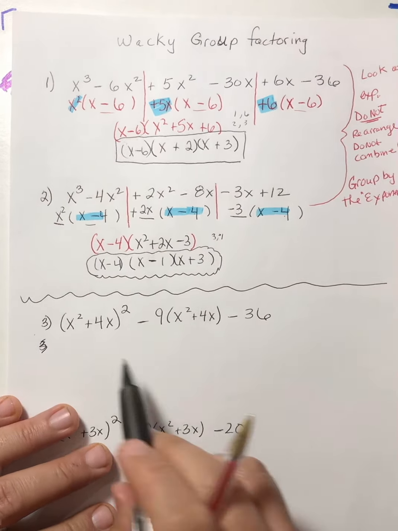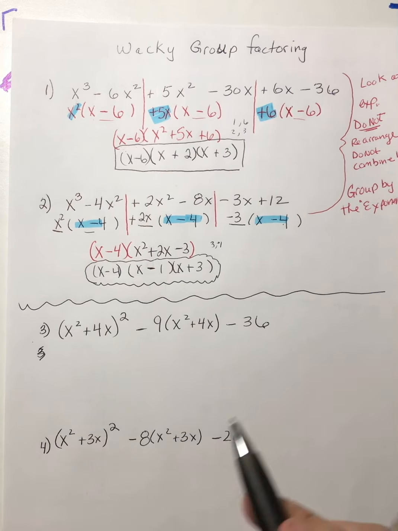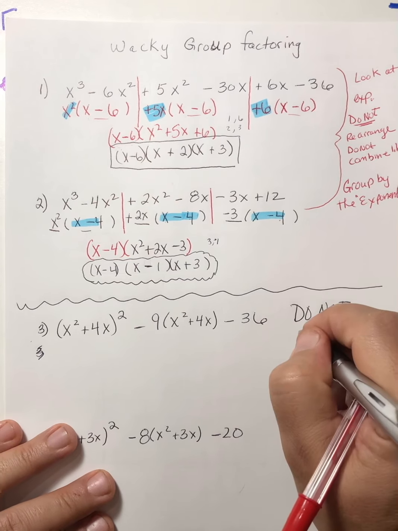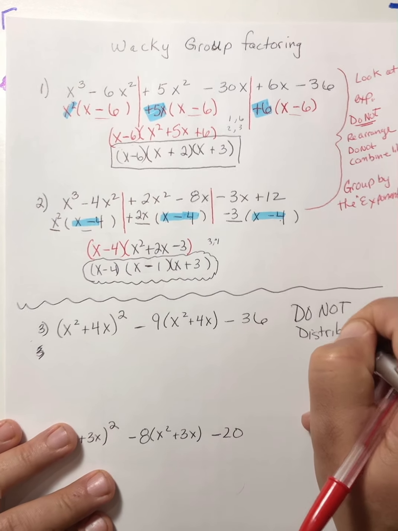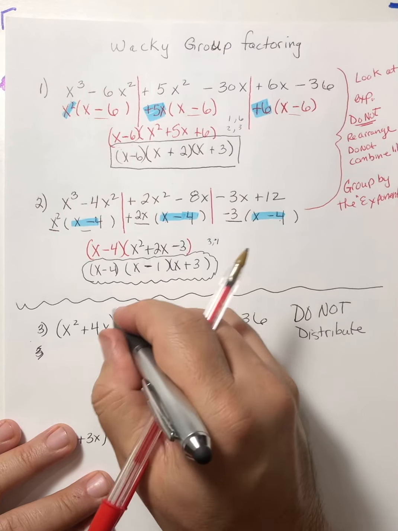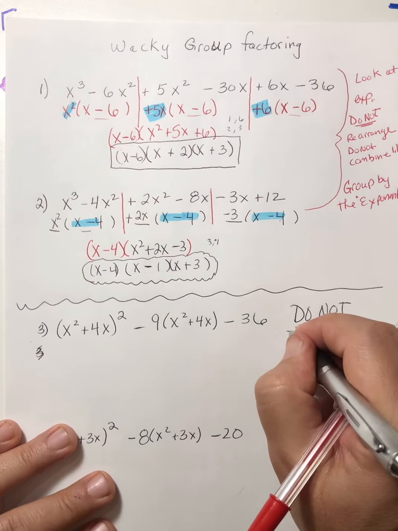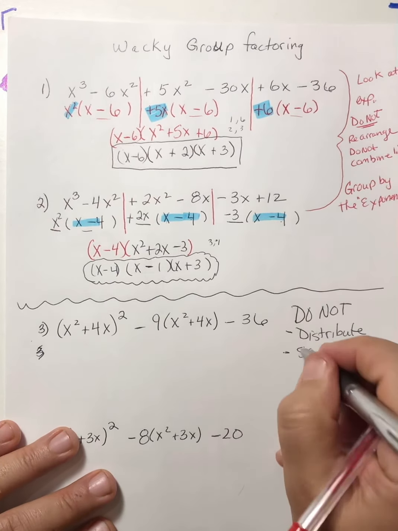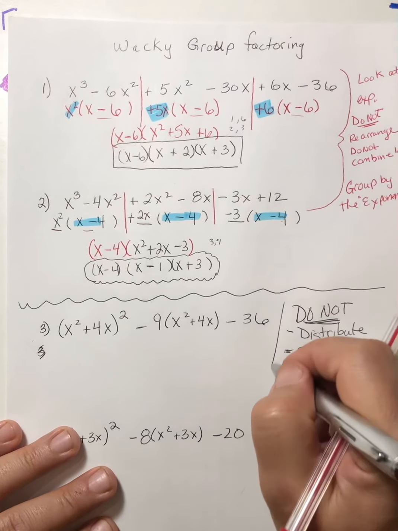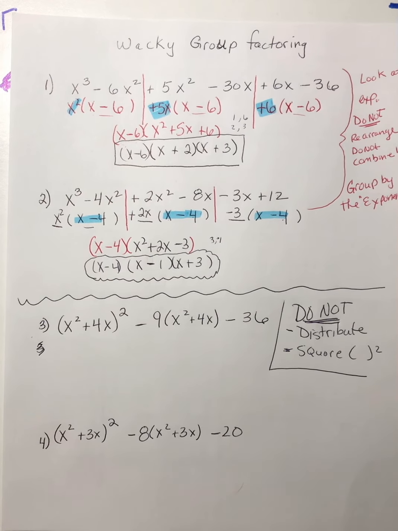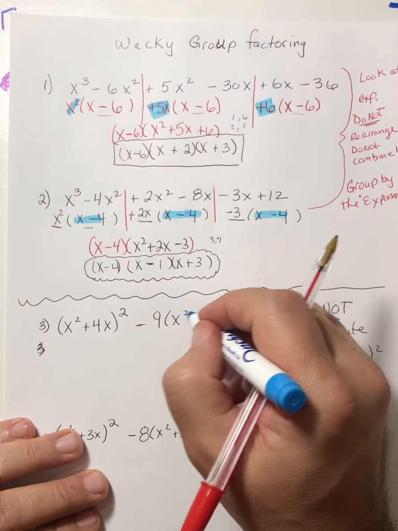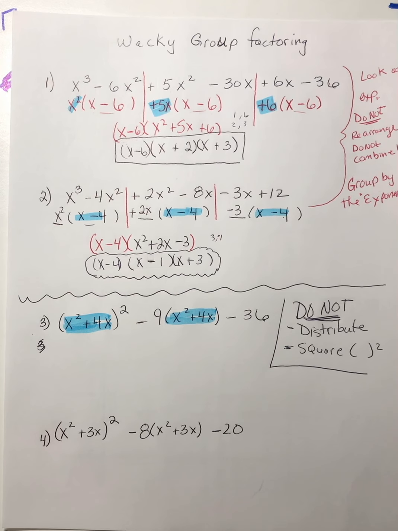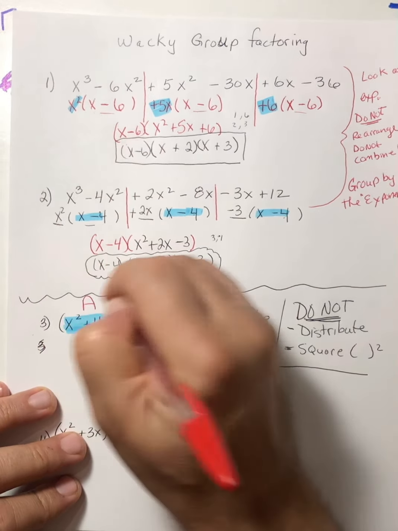All right, look at the craziness of this one. Do not distribute or square. Don't distribute the negative 9. Do not square that out. Do not distribute or square that. Okay? Do not. All right, this is what you do. Aren't these two pieces exactly the same? Yes, they are. Pick your favorite non-X letter. I don't know, call it big fat A, and call this one big fat A.